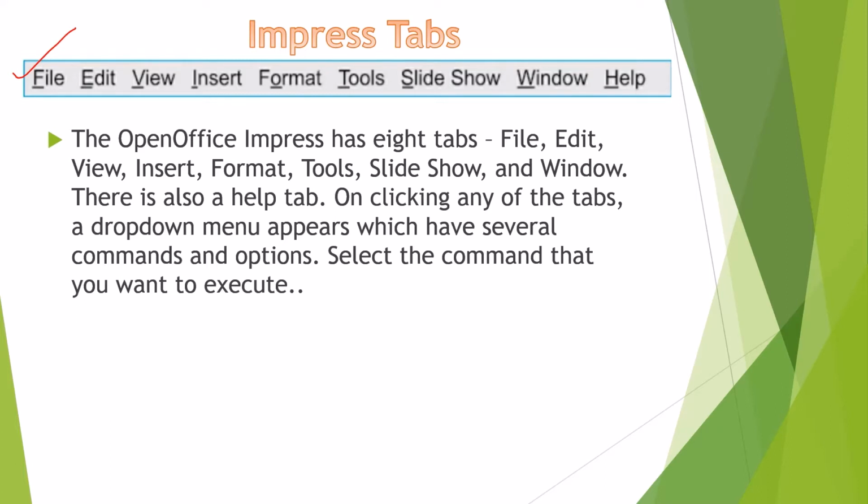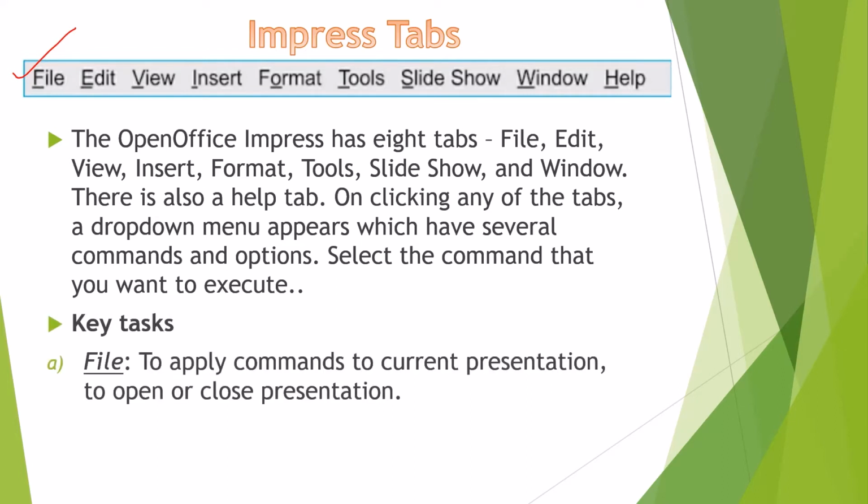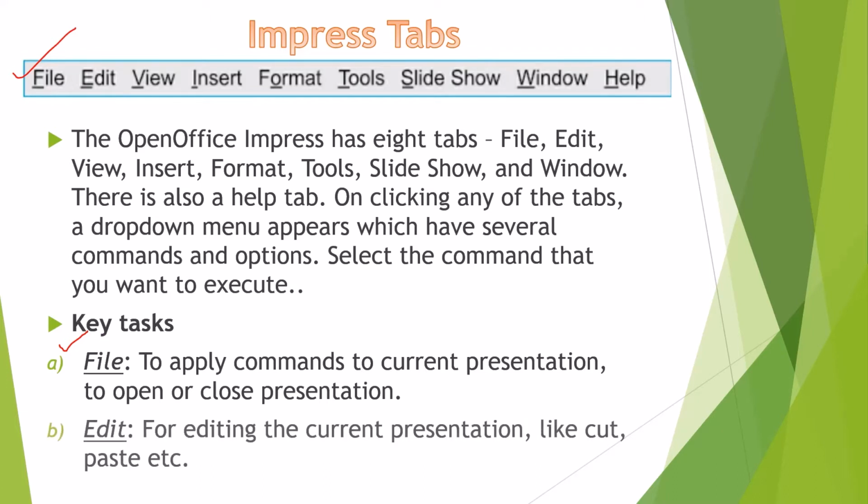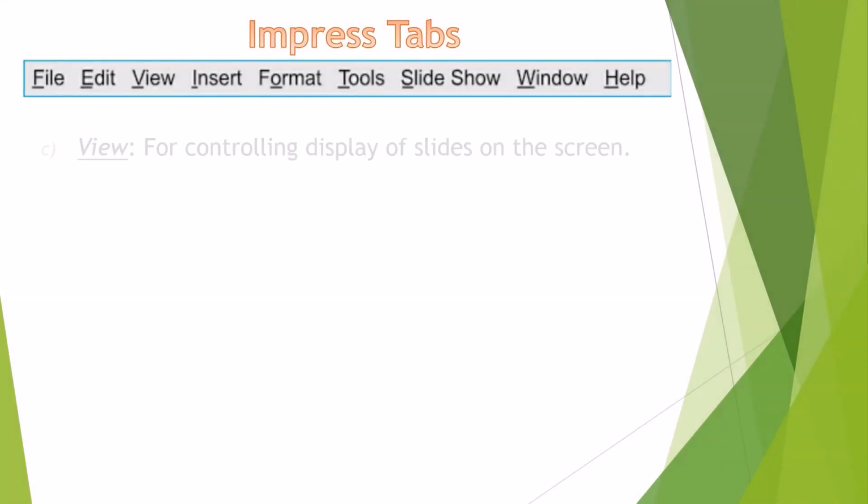Now let us learn the key task of various Impress tabs. First is File. So it basically open, close. Whenever we want to open, close our presentation or apply different commands to our presentation, then we choose File tab. Next is Edit tab. It is basically used for editing. Next is View. View, as its name suggests, it is used to control the view of the presentation or the display of slides on the screen.